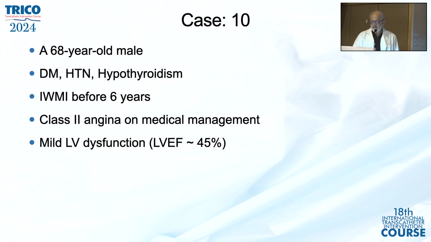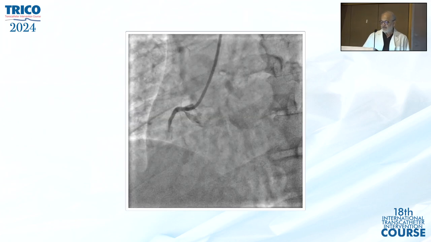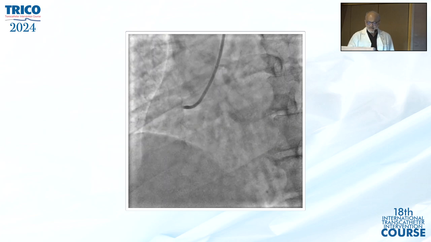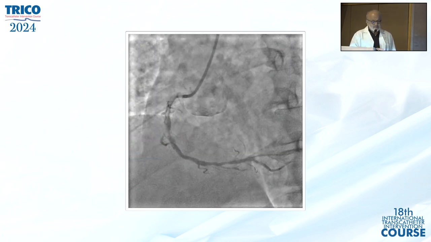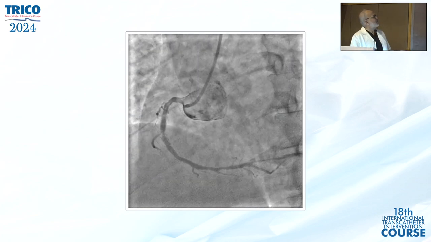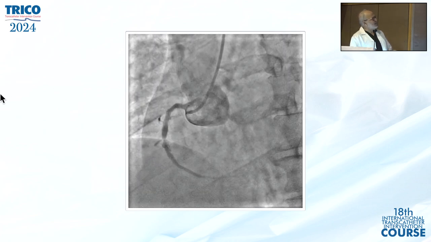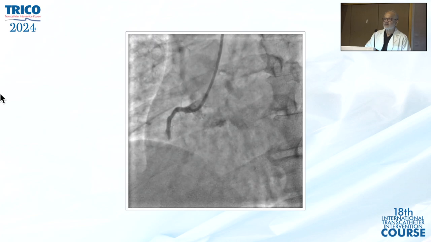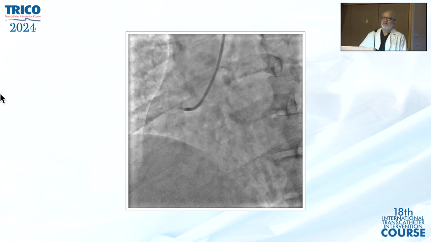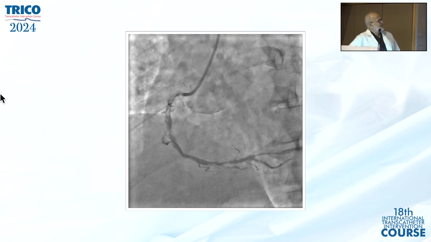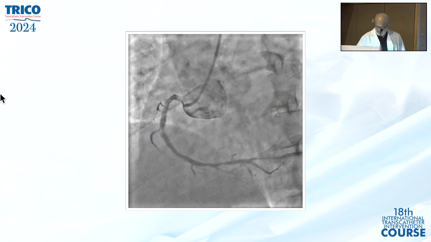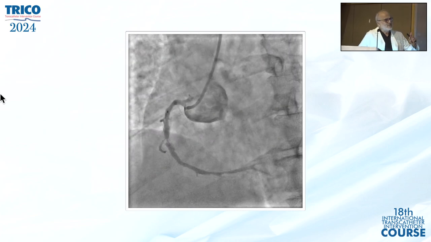A 68-year-old male, diabetes, hypertension, hypothyroid, inferior wall MI 6 years before, class 2 angina, mild LV dysfunction. This is interesting. 6 years ago, patient suffered an inferior wall MI, coming to us with class 2 angina. What do you think the character of the lesion? Any guess? Now let me give the clue.